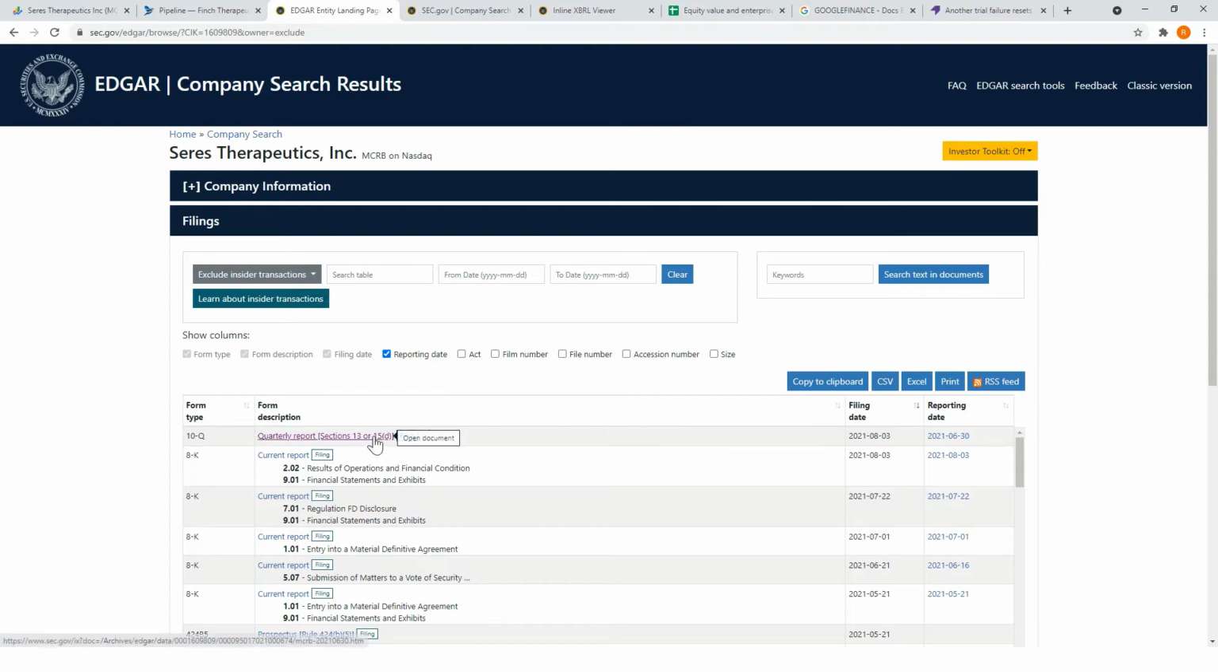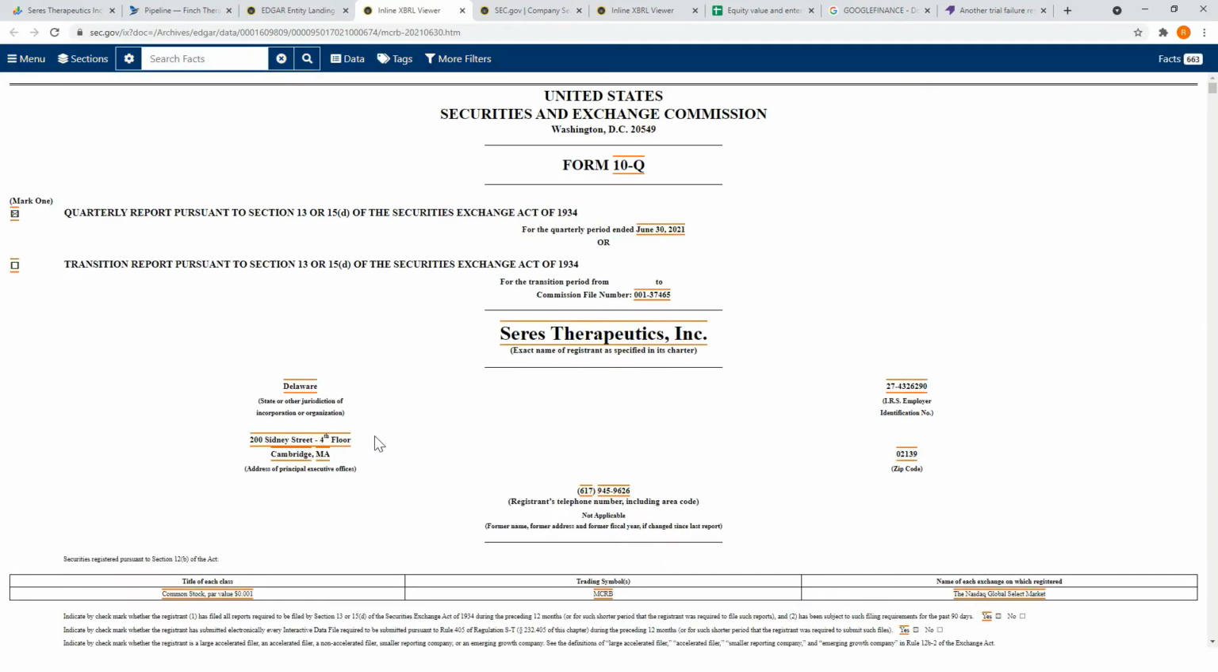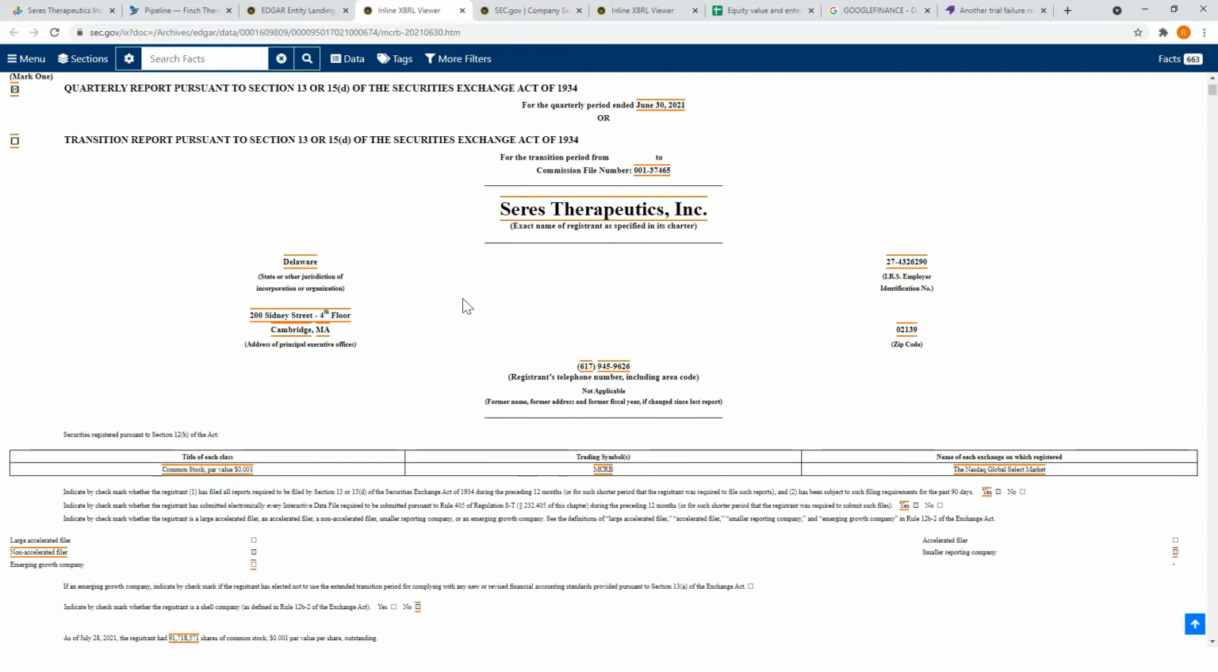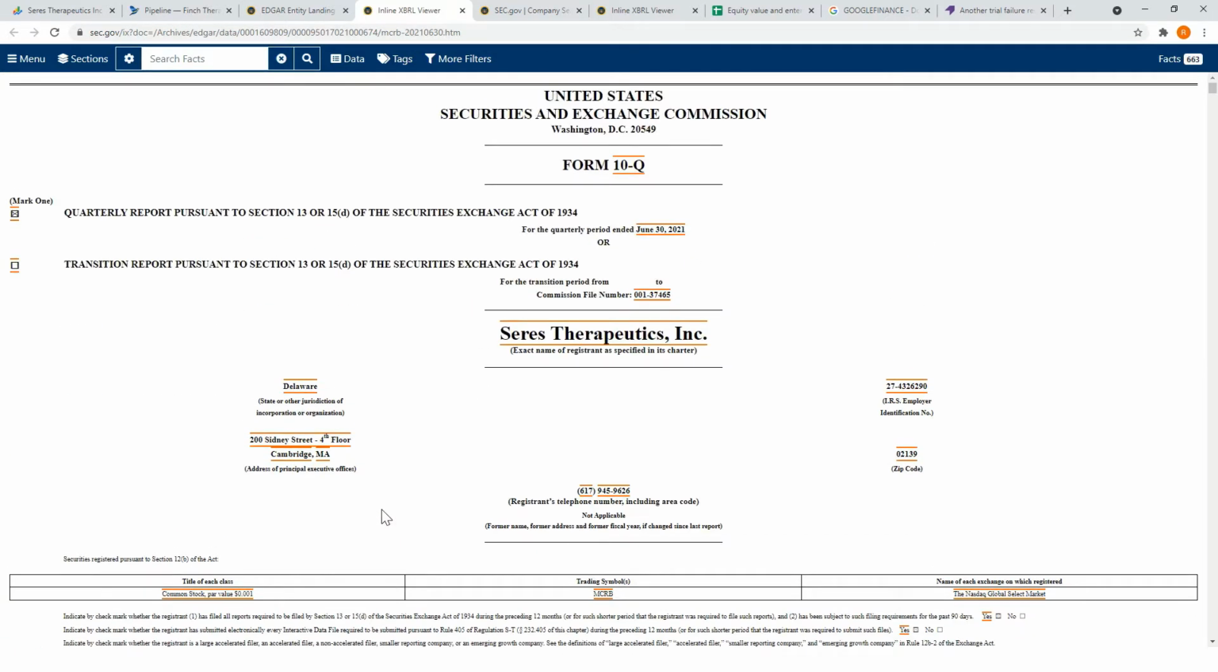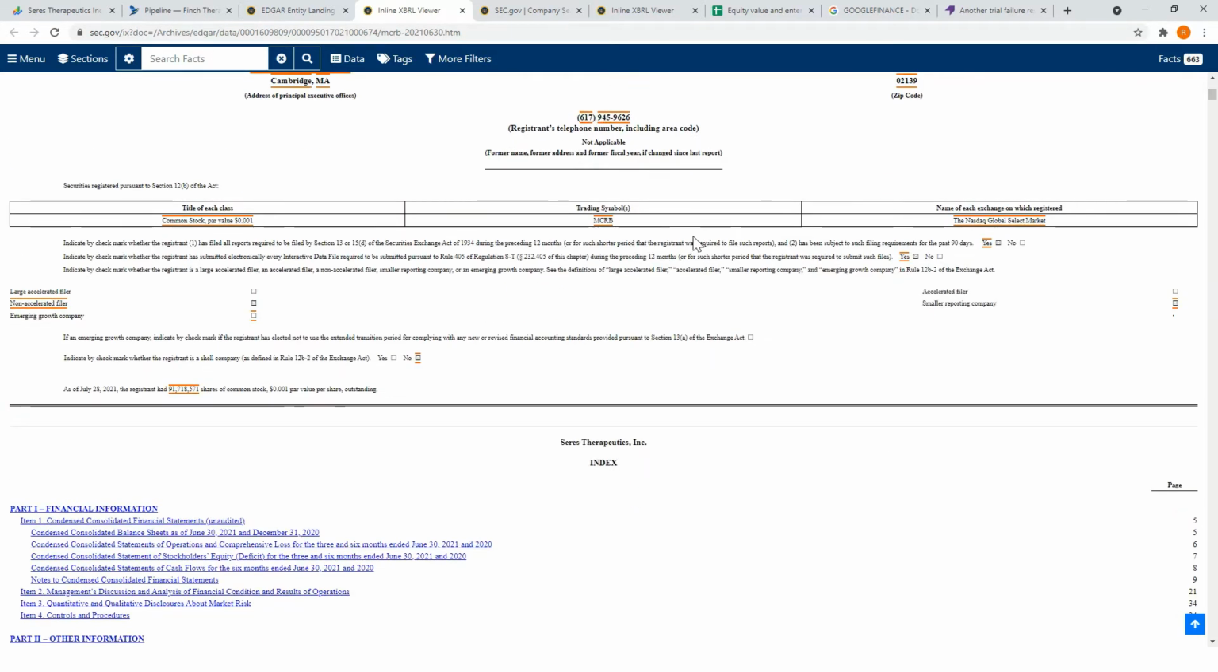So let's go into this most recent 10Q for Series, and you're going to typically find the shares outstanding reported right at the top here. So you see 91.7 million shares outstanding as of July 28th. Typically, the quarter ends on June 30th or March 31st, etc. But it takes a little bit of time to file it, so they're going to report the shares outstanding as of the latest time they could before they filed the actual filing.